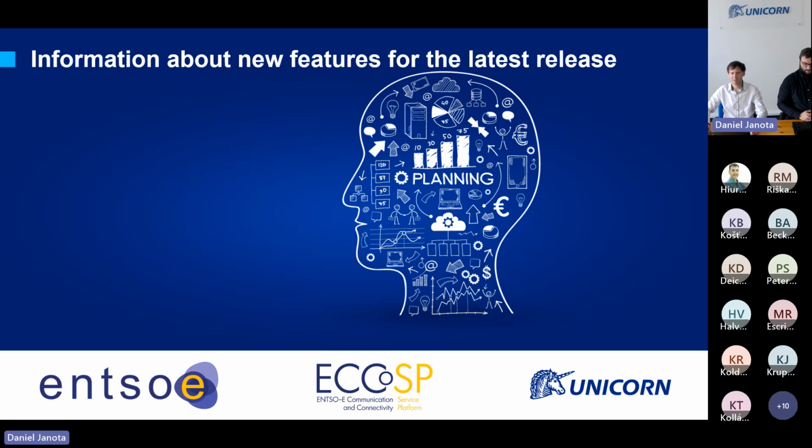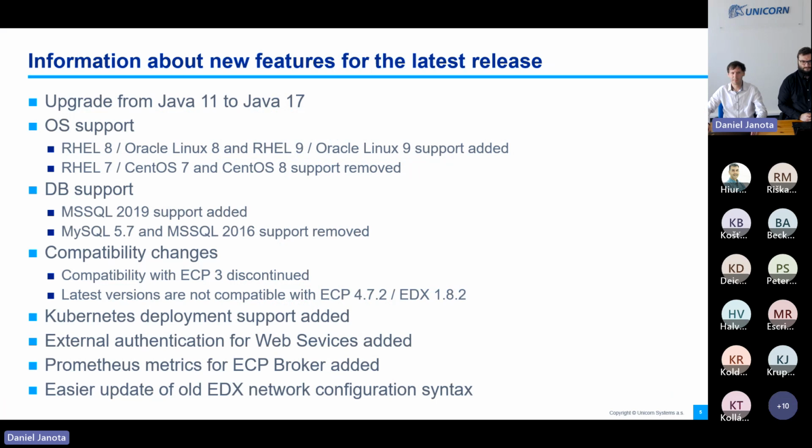So let's start with the information about new features for the latest spring release 23. There was quite a major change in Java. We have upgraded from Java 11 to Java 17, which is connected also with the libraries upgrade. There was a change in operating system support. We have added support for Oracle Linux 8 and 9, and also for Red Hat 9. And we removed support for Red Hat 7 and also CentOS 7 and 8.